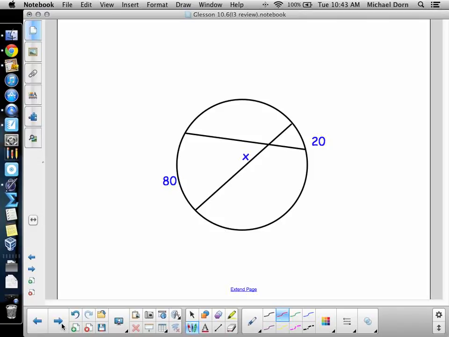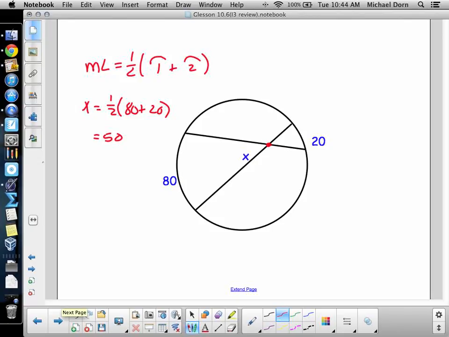Okay, where's the vertex this time? Inside, but not at the center. So when it's inside, but not at the center, my formula to measure the angle is 1/2 arc 1 plus arc 2. Right? That's our formula. So in this case, I know both arcs. I don't know the measure of the angle. X is 1/2 80 plus 20, and that's pretty easy. 50. Okay? So not bad.